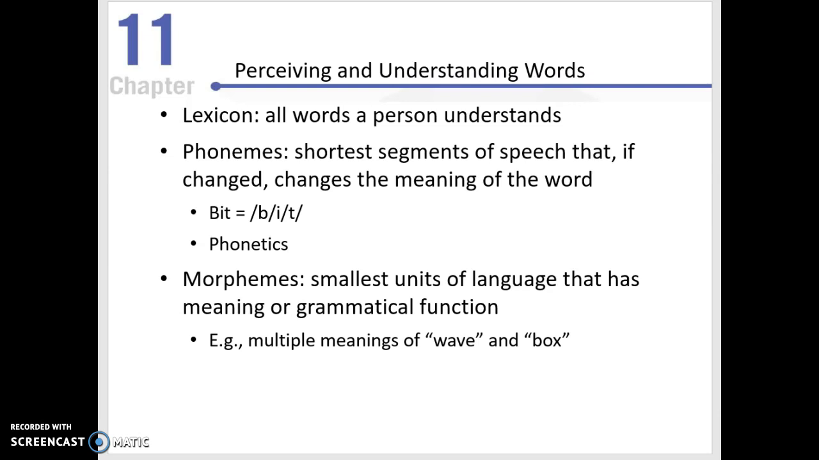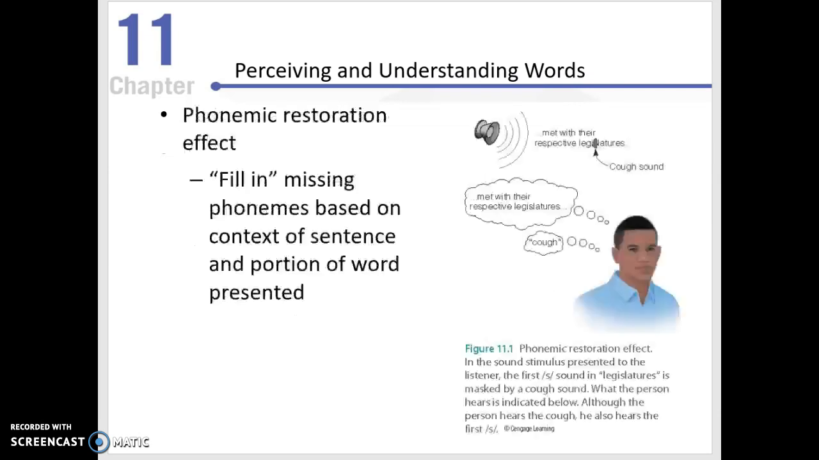For example, there are multiple meanings of the word wave. So you can think of an ocean wave, you can think of waving to someone, you can also think of doing the wave in a crowd, but each of them have meaning and they are a morpheme. I am going to go through a couple of studies.